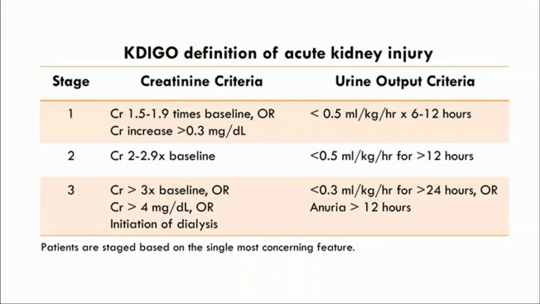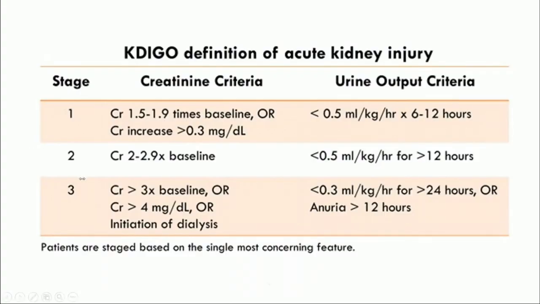And now this is a standard diagnostic criteria for acute kidney injury, and that is the KDIGO classification. And as you can see here, it has a creatinine-based criteria and a urine output-based criteria for diagnosis as well as staging acute kidney injury. I have to emphasize you don't need to know this by heart, but understand that it is based on the creatinine values and the urine output measurements.